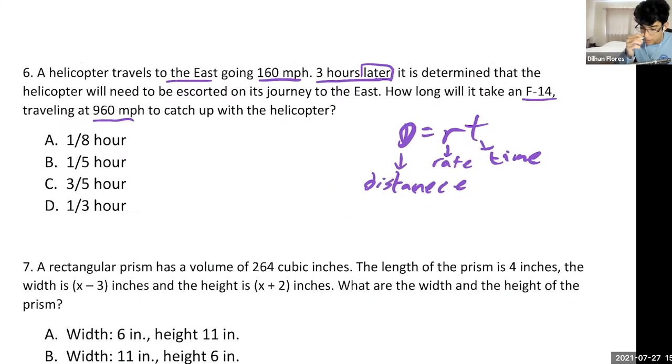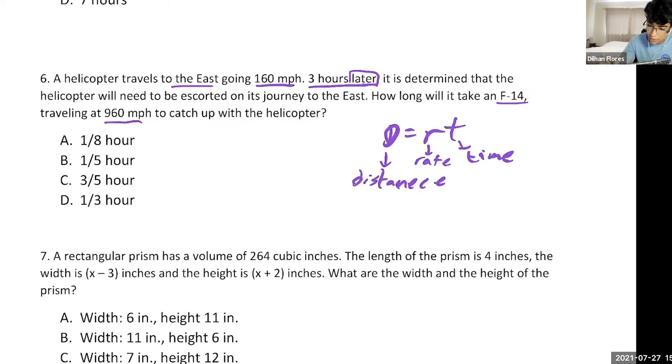Cool. So if the F-14 catches up with the helicopter, that means they traveled the same distance, right? They're in the same position. So we have the distance for the helicopter, which is equal to the rate for the helicopter times the time for the helicopter. And the distance for the F-14 is equal to the rate for the F-14 times the time for the F-14. These distances are the same, so we can literally just set them equal to each other.